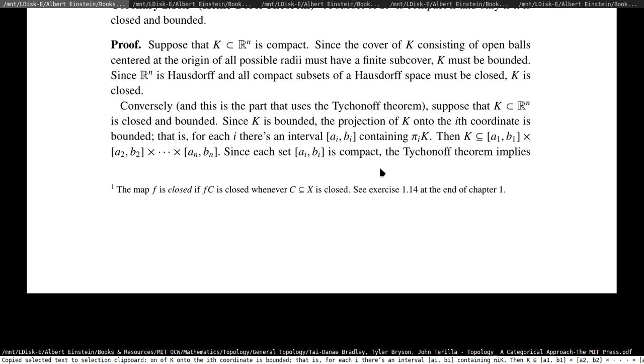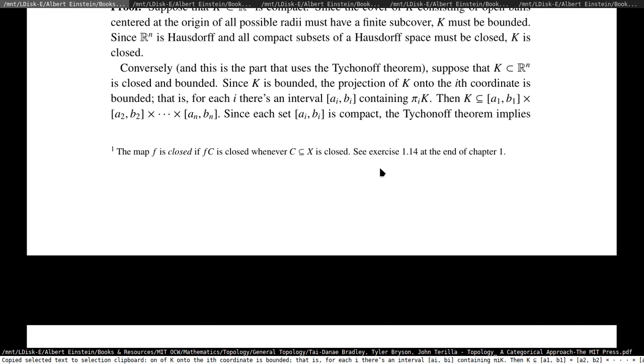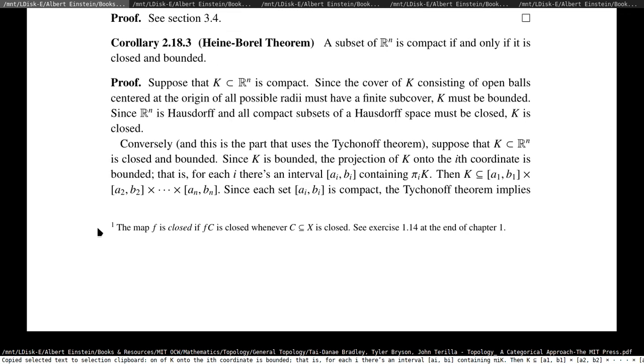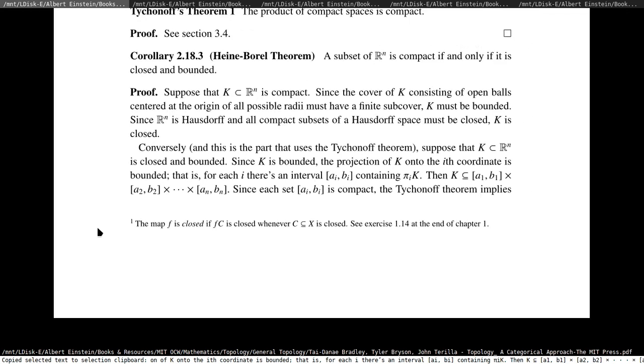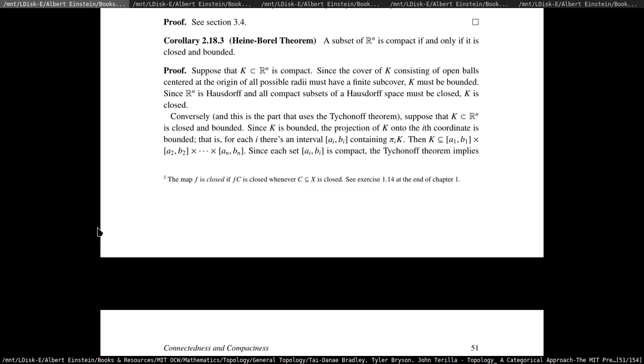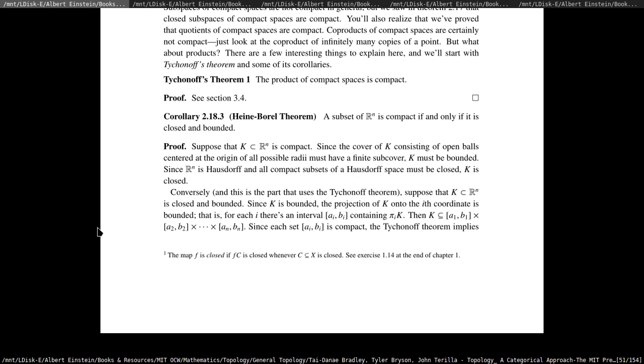Now each of these closed intervals is compact, right? Now Tikhonov, as we said, says that a product of compact spaces is compact. So this product itself is going to be compact, and as we proved previously, any closed subset of a compact space is compact. K is compact too. So essentially, Heine-Borel becomes very easy once you have done the Tikhonov theorem.